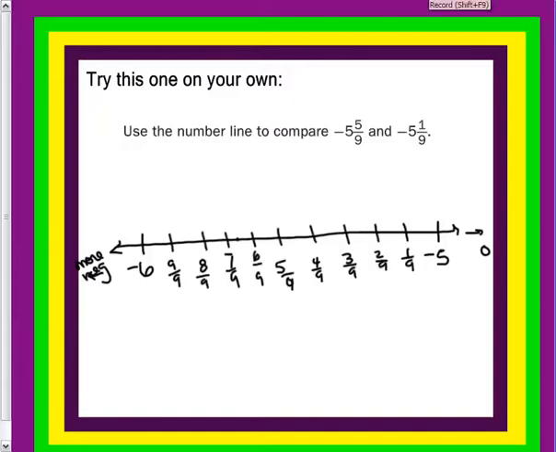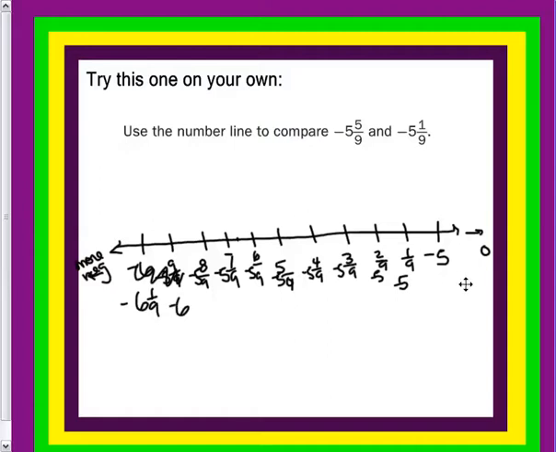Here we go with the answer. I didn't put the 5 in front of each one of these, but it would be -5 and 1/9, -5 and 2/9. Each one of these would be the -5 and however many ninths. That 5 and 9/9 would be 6, and then this would be 6 and 1/9.